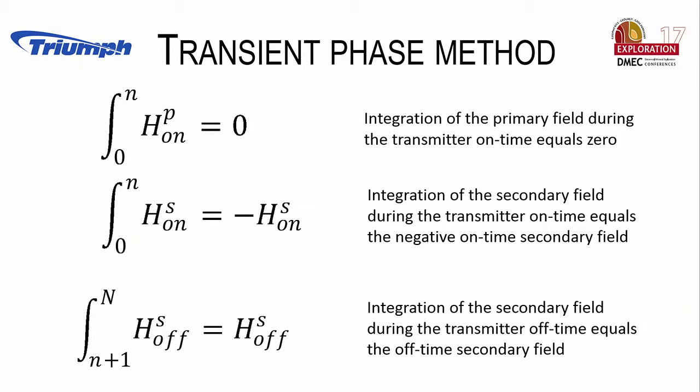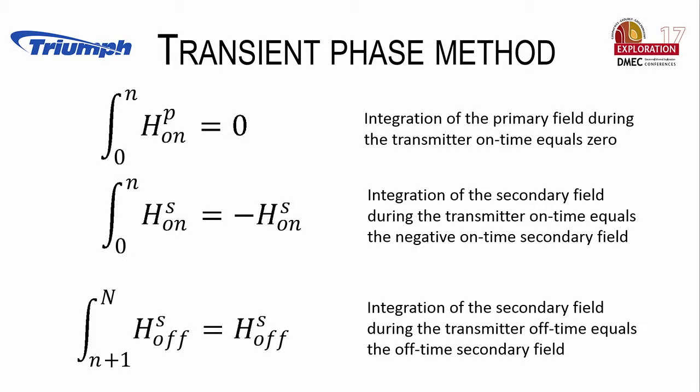These are three very simple equations. The first one is if you integrate the primary field during the transmitter on time, it is zero. Of course, we can't integrate the primary field because we can't separate the secondary field and the primary field during the transmitter on time. However, if we also integrate the secondary field during the transmitter on time, it will equal -1 times the secondary field. So if you consider the total field to be a sum of the primary field and the secondary field during the transmitter on time, if you integrate that, you get -1 times the secondary field and no primary field.